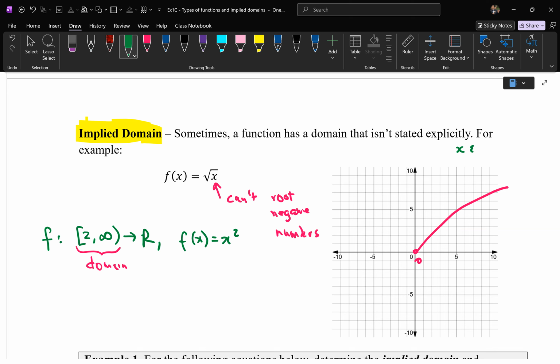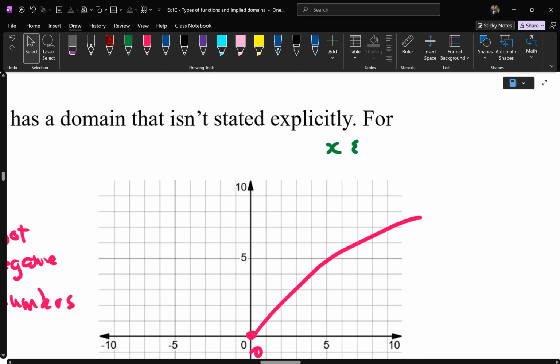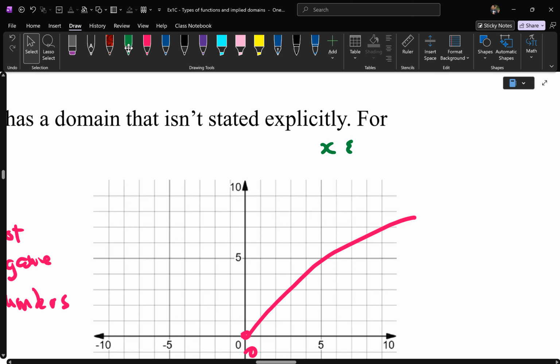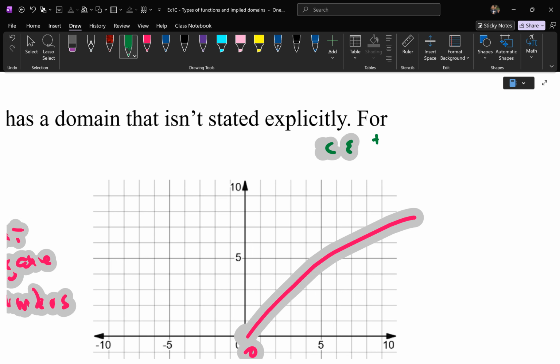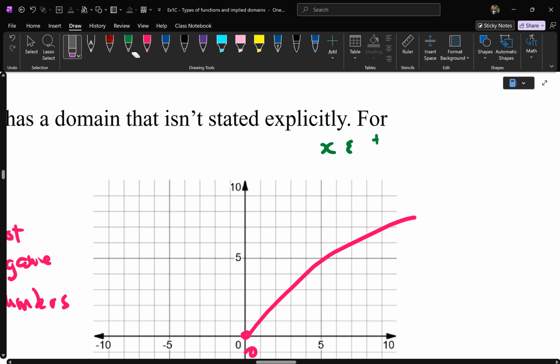Let's go with, sorry, I haven't learnt all names. What's your name? An. What's the domain for this function? How would you write it? X element of positive real numbers. So we can say R plus.